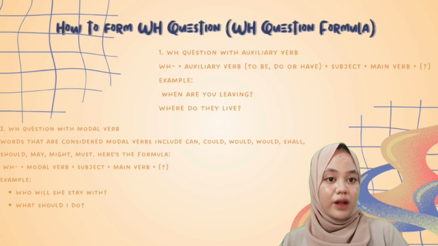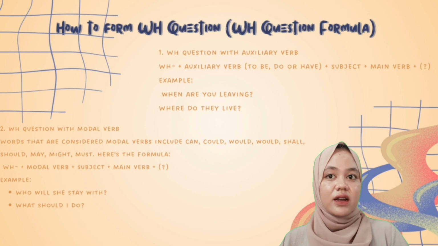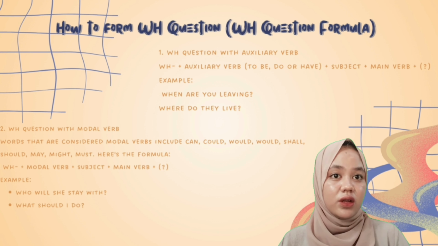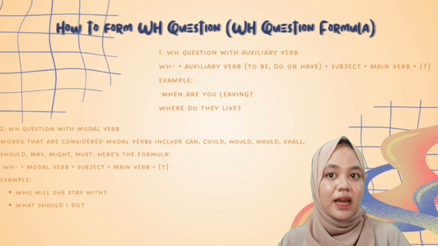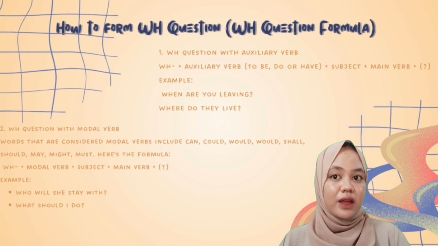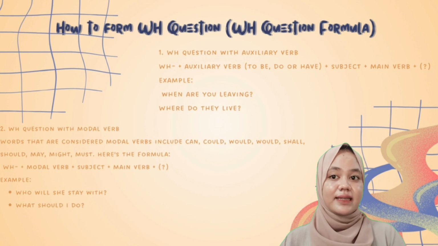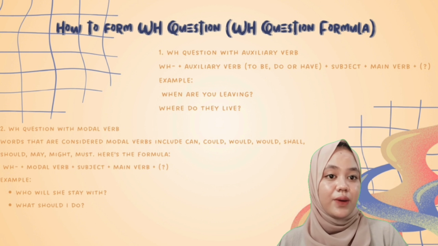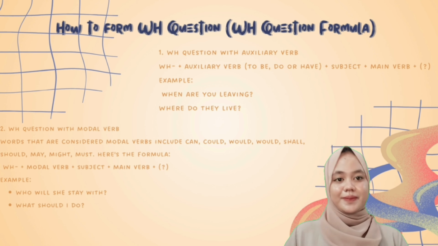WH questions with a modal verb. Words that are considered modal verbs include can, could, would, will, shall, should, may, might. Here's the formula. WH plus modal verb plus subject plus main verb plus question mark. Example, who will she stay with? Or what should I do?